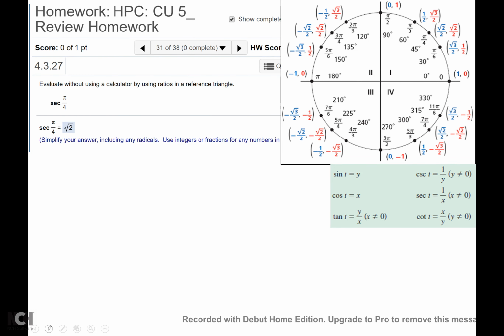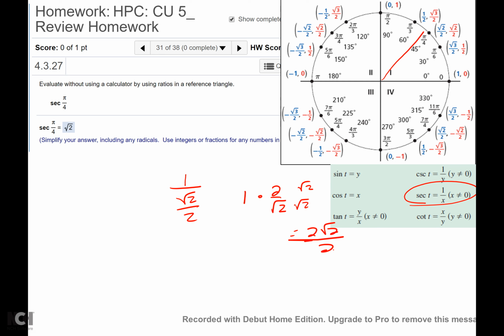Secant of pi over 4. Pi over 4 is here. Secant is 1 over x, so 1 over the square root of 2 over 2. Keep, change, flip, rationalize. Square root of 2 times square root of 2 would give me 2 square roots of 2 over 2. The 2's cancel, and I get the square root of 2.